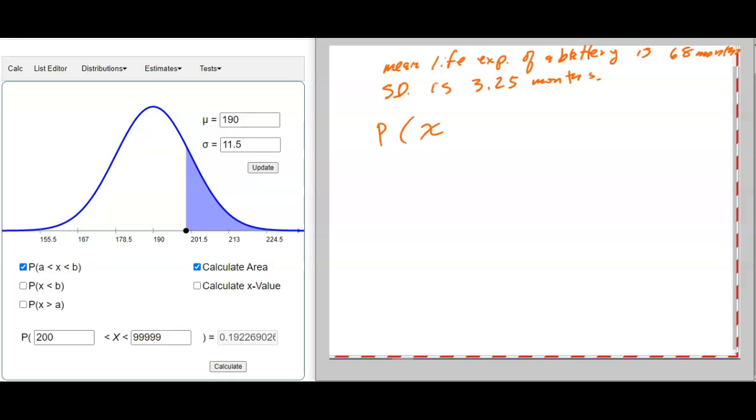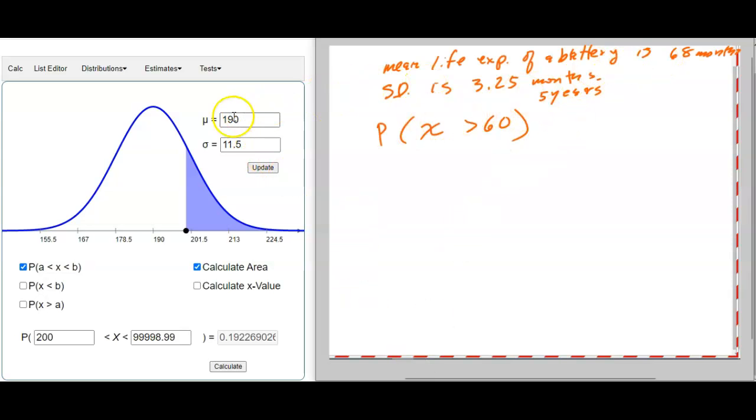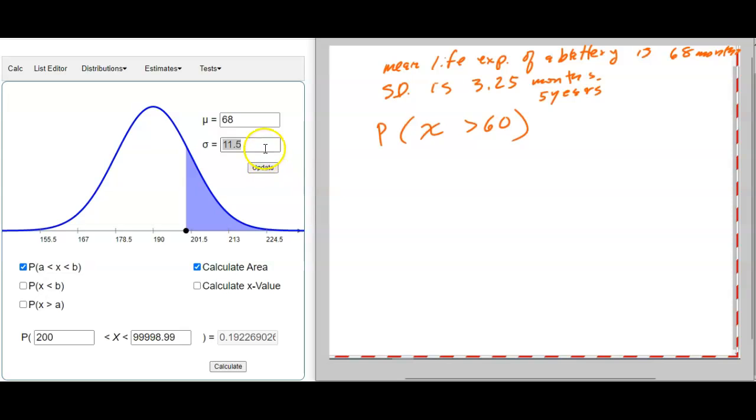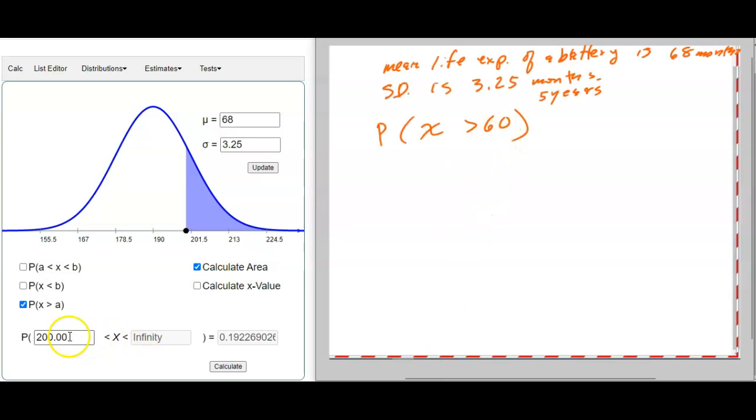So if you buy a battery, what's the probability that it will last more than 60 months, which is 5 years, right? More than 5 years. So we can just go down here real quickly and we'll just update this. The mean was 68. The standard deviation was 3.25. And we wanted to know the probability that it would last more than 60 months. So we'll put a 60 in here.